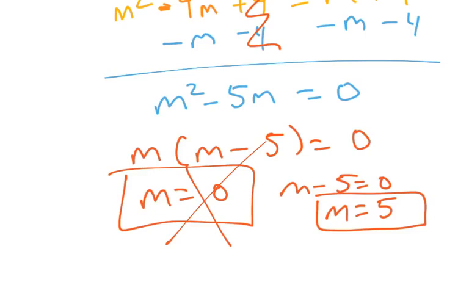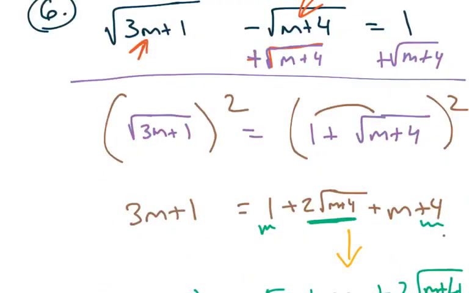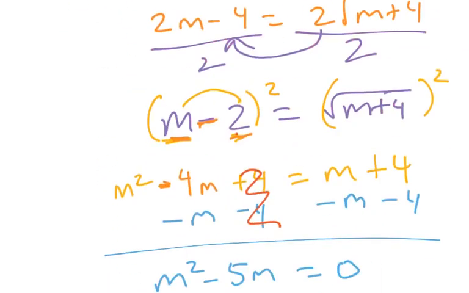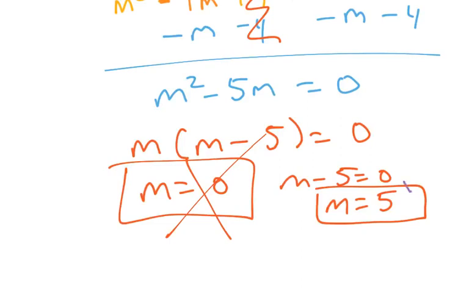And we're going to test, I'm going to do this in purple, we'll test 5. So if we plug in 5 here, we're going to get 15 plus 1 is 16. Square root of 16 is 4. If we plug 5 here, we're going to get 5 plus 4 is 9. Square root of 9 is 3. Now 4 minus 3 is 1. So the only answer that works is m equals 5.